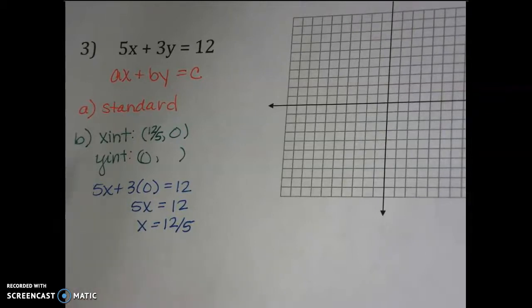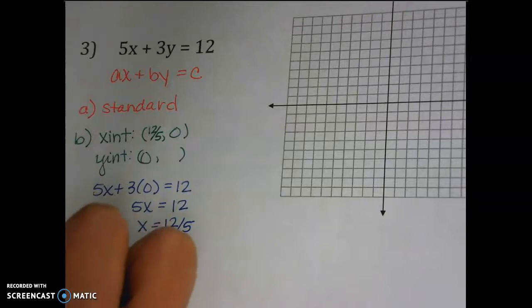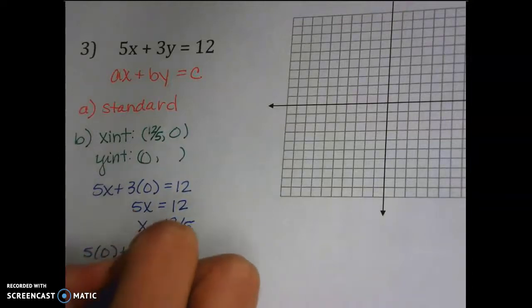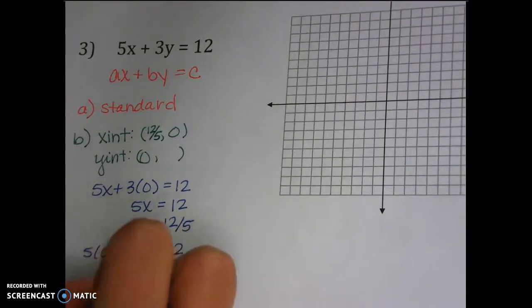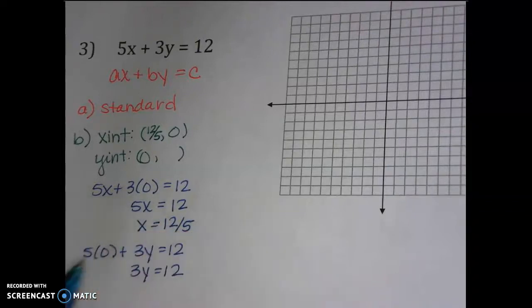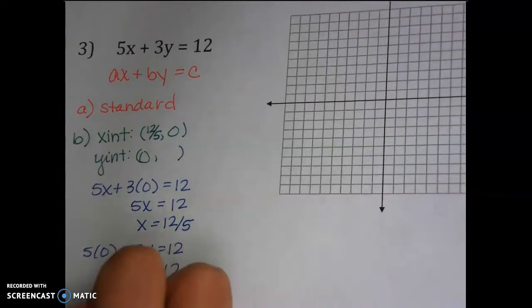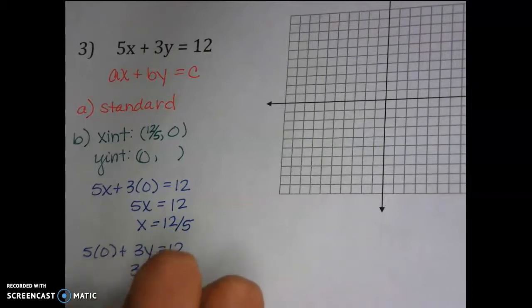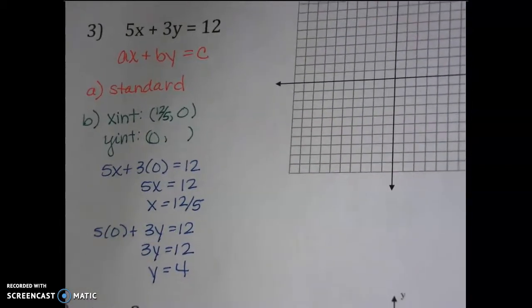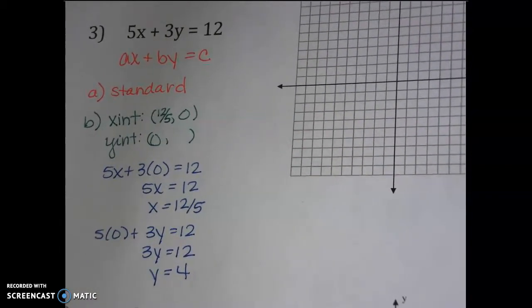Now we need to find the y-intercept. So we put a 0 in for x. So 5 times 0 plus 3y equals 12. 5 times 0 is just 0, so 3y equals 12. Divide both sides by 3. And we should get y equals 4. That's a nicer number.